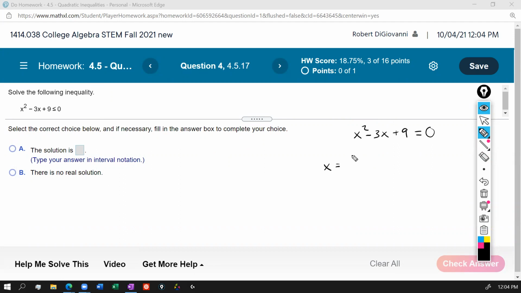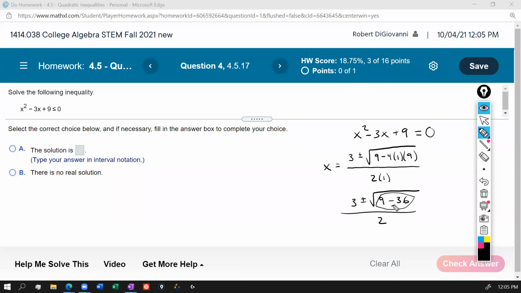So x equals negative b plus or minus the square root of b squared minus 4. B squared would be 9, minus 4 times a, which is 1, times c, which is 9, all over 2 times a, which is 1. And what you're going to notice here is we're going to get 3 plus or minus the square root of 9 minus 36. And at this point, we realize that this is going to be a negative number, and I cannot take the square root of a negative. So there's no solutions here.